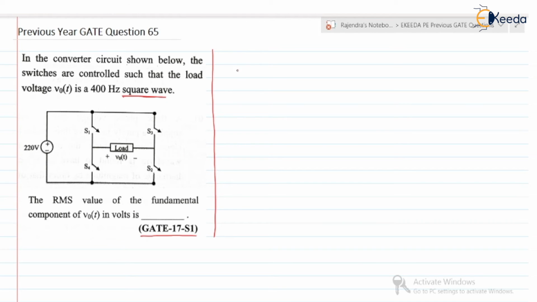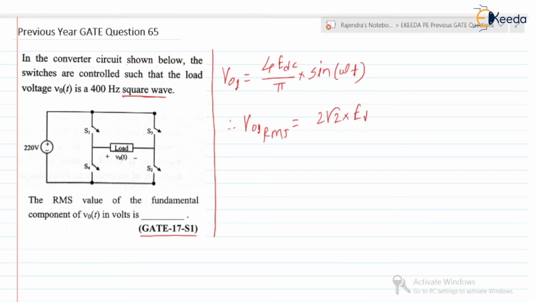So the fundamental component of V0 of t they have asked, and as we know, V01 is equal to 4 EDC divided by n pi, that is, 4 into EDC divided by pi, instead of n it is 1, into sine of omega t. This is the expression we are having. Therefore, we can write V01 RMS is equal to 4 EDC by pi divided by root 2. So it is 2 root 2 into EDC divided by pi.